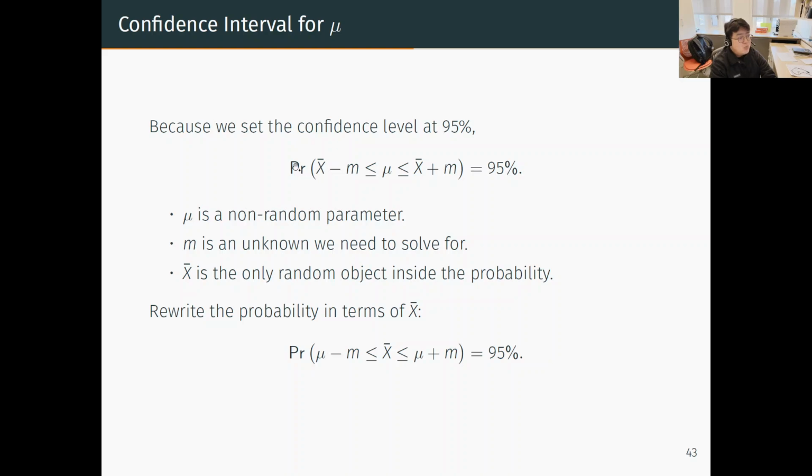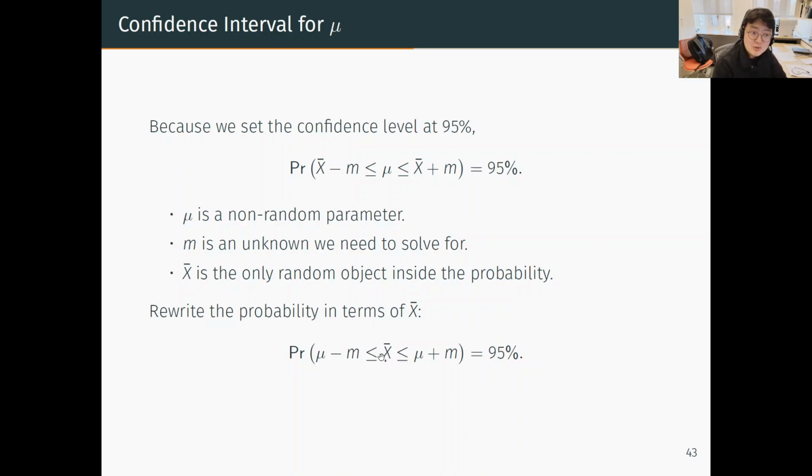So this probability is attached to X bar. The only randomness for this probability is based on X bar. So we know X bar is the only random thing in the probability. So we are going to rearrange those terms so that the random variable goes to the middle and all the other guys are on the sides, right? So I isolated the random variable X bar in here.